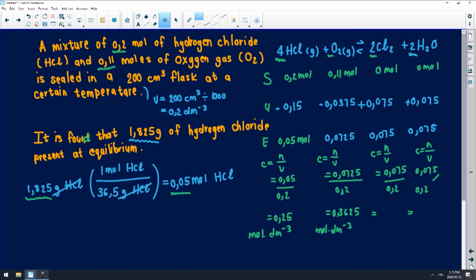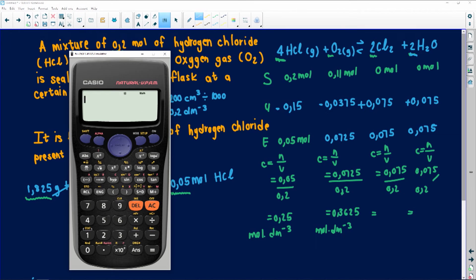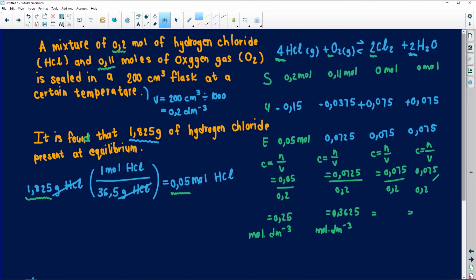Let's do the last one. Those are exactly the same. So that's going to be a little bit simpler. 0.075 divided by, it is in a container, which is 0.2 cubic decimeters. I get 0.375. So this will be exactly the same because of the mole ratios. This is mole per cubic decimeter, and this will also be mole per cubic decimeter. However, we are not done.